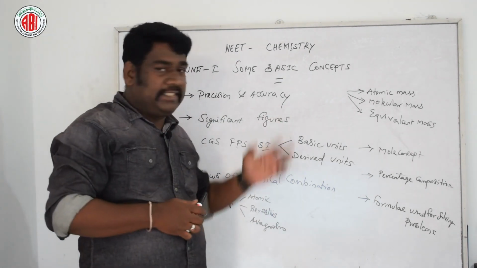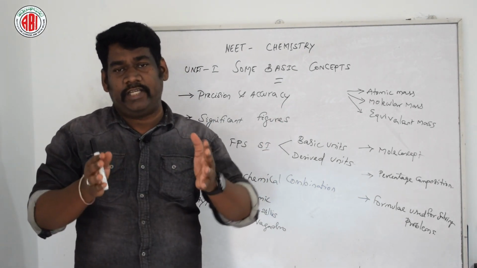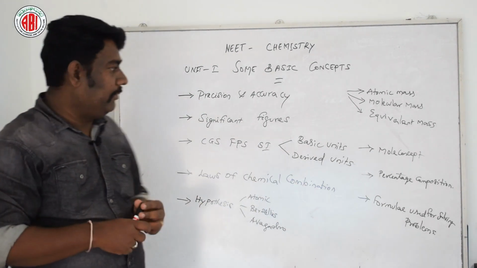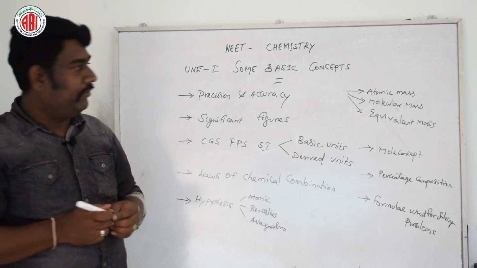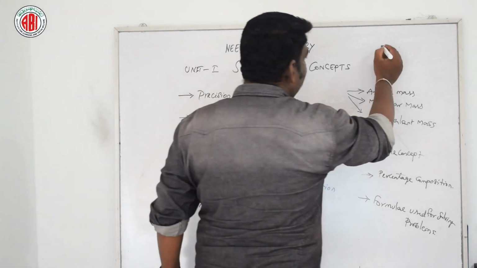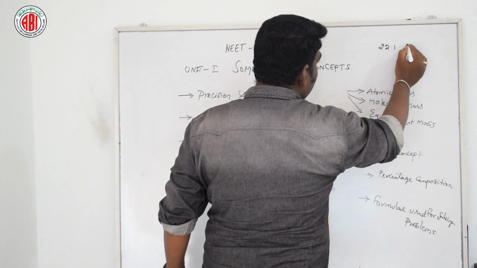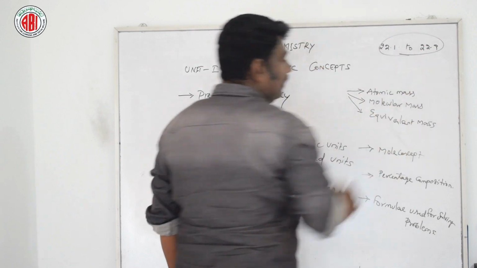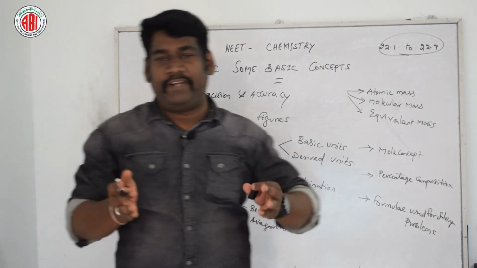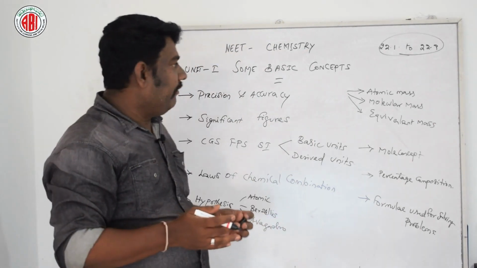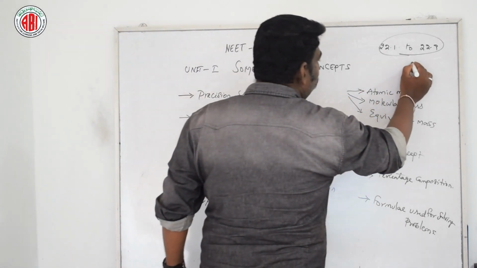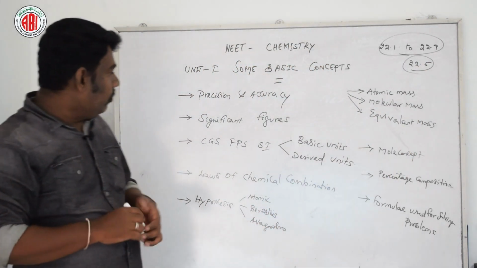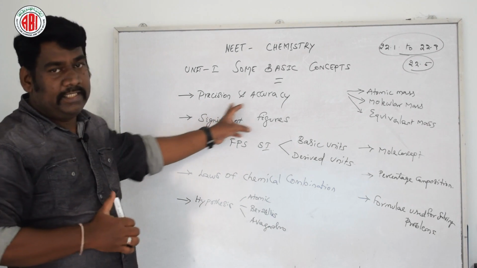And next, accuracy. This refers to the closeness of a single measurement to its true value. For example, in a volumetric analysis we have got 10 different readings between 22.1 and 22.9. Among these, if we get a perfect value, the true value, which is around 22.5, then it is said to be accuracy. So that is the definition for precision and accuracy.